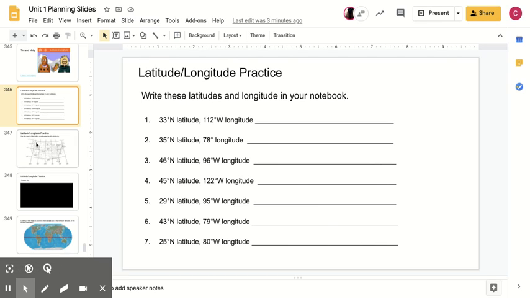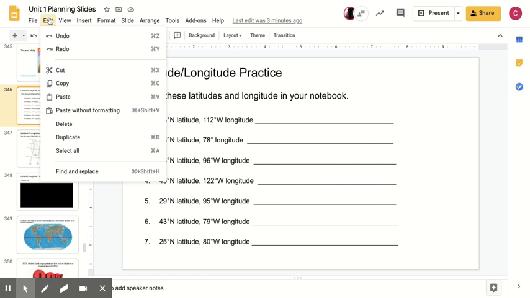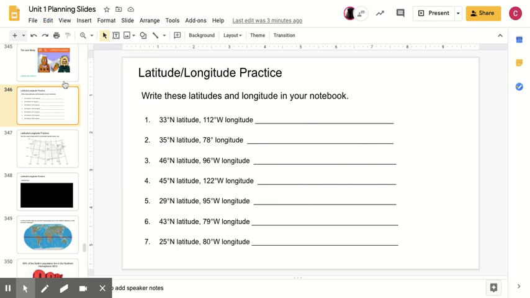The easiest way to do that is to click on the slide that you're interested in, edit, copy, and then go to your notebook and paste it in. So once you have this copied in your notebook, we are going to be looking at different places on a map and trying to determine which cities are at these coordinates. We've got latitude and longitude are the coordinates, and we're going to look at a map and figure out what cities are there.